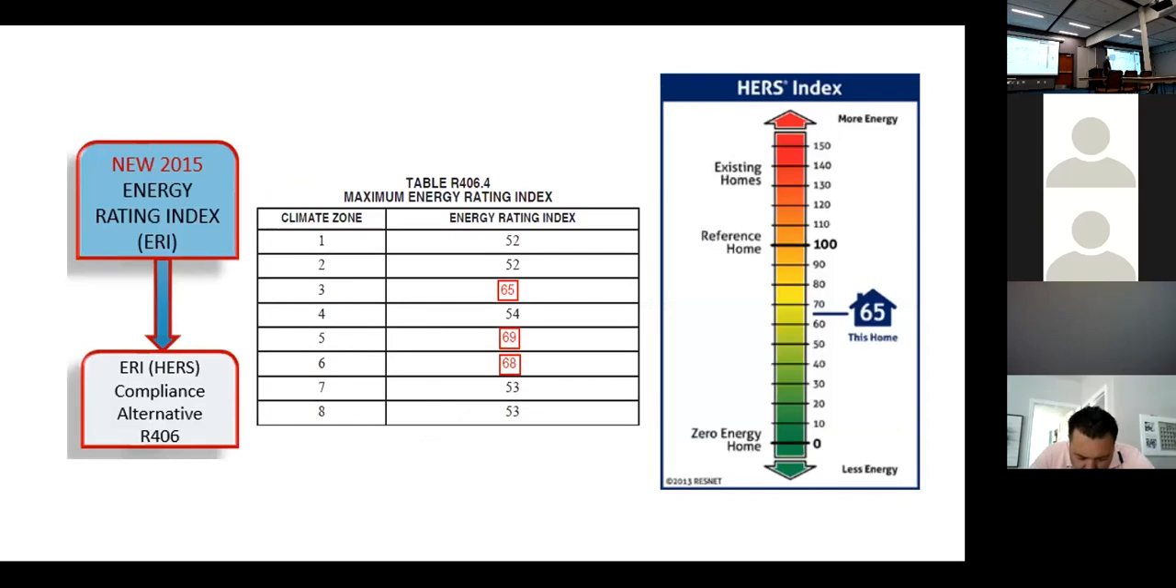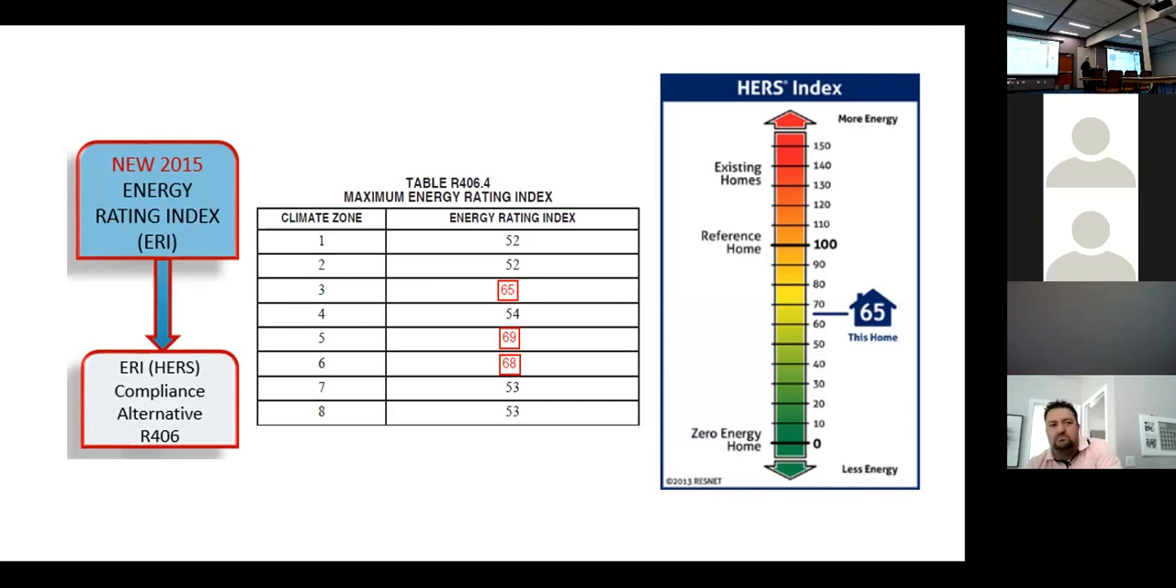And then the energy rating index, or the ERI path. And this one I want to spend a little bit of time on because I really hope that, I mean, really, this is my dream at some point in time. This is the way we show compliance with the code. The code calls it an energy rating index. And then I have HERS rating in parentheses.